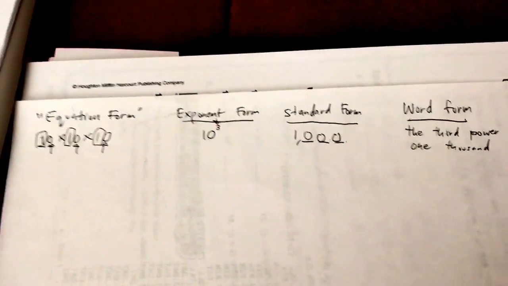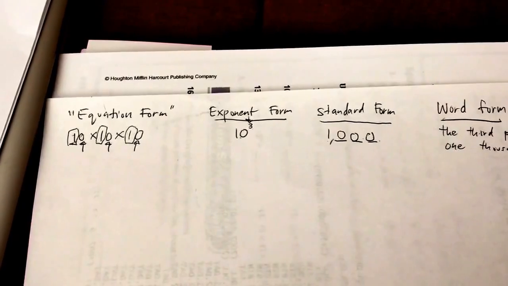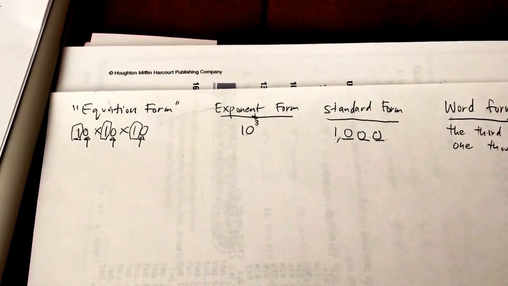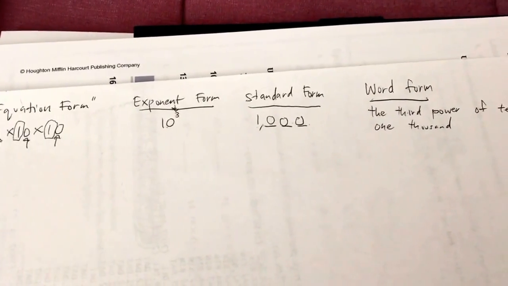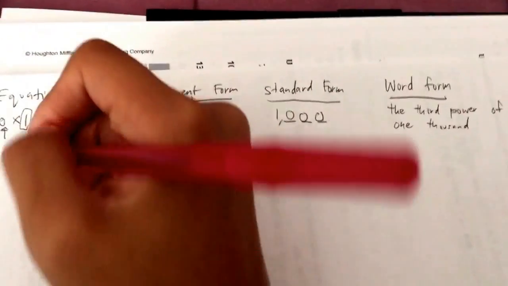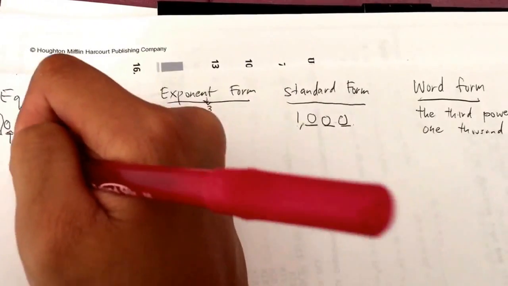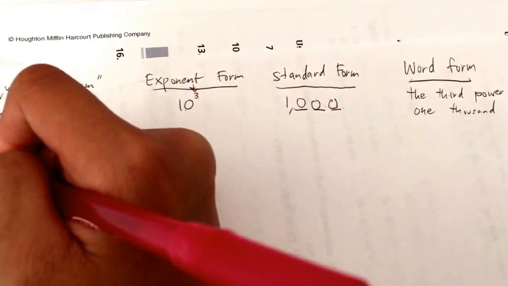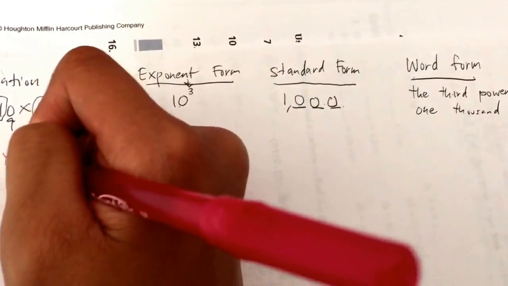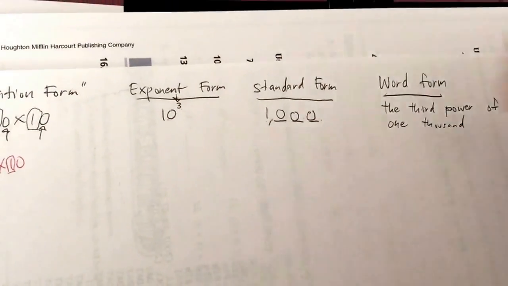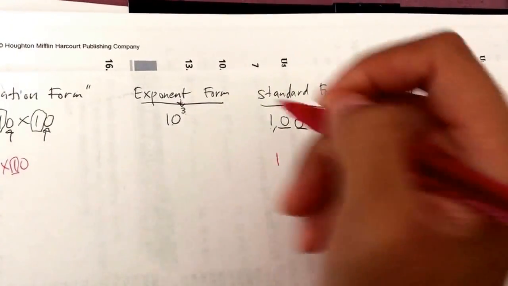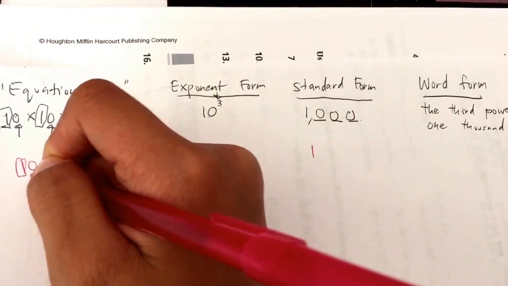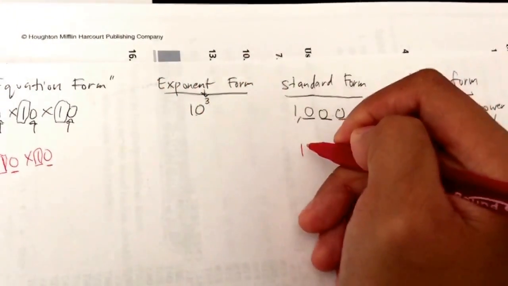Let's try another example. Let's try 10 times 10. So, if we have 10 times 10, we'll circle the main numbers, 1 and 1. 1 times 1, oops, I'm going to do standard form first, is 1. And we have 1, 2 zeros.